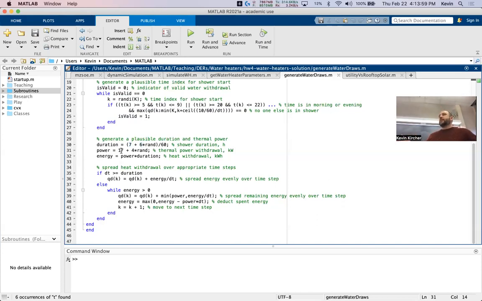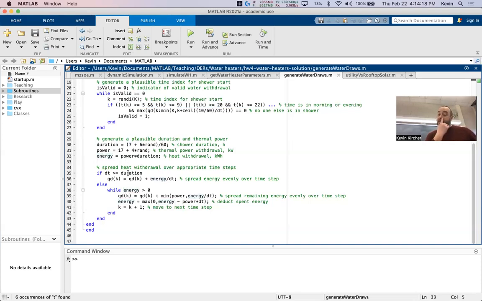So if I draw a little bit, or if I want a colder shower, I'll draw somewhat less hot water and mix in more cold water. But if I like a really burning hot shower, then I'll draw more power, essentially. So here's the power. And then the total amount of energy that's drawn from the tank is just the product of the power and the time.